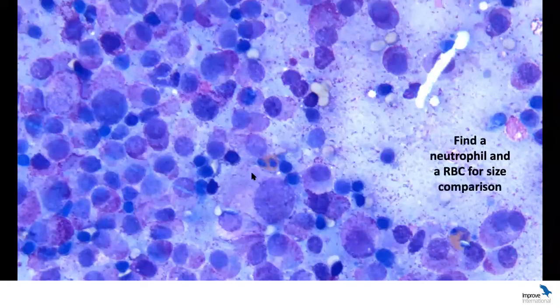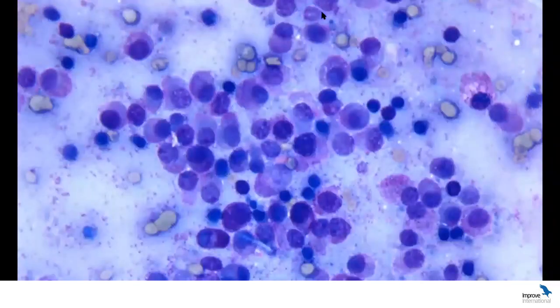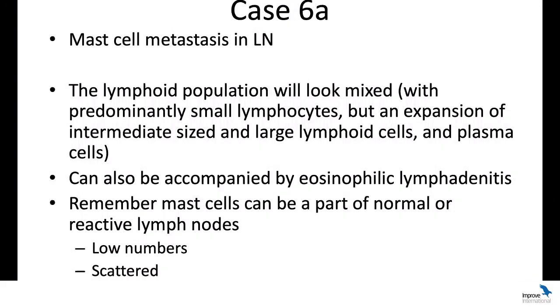So these cells are all large, but actually they don't even look lymphoid. This one has 2 nuclei, and there are all of these granulations within this. Same here, and they were all present throughout. So case 6 was a mast cell metastatic spread in a lymph node.